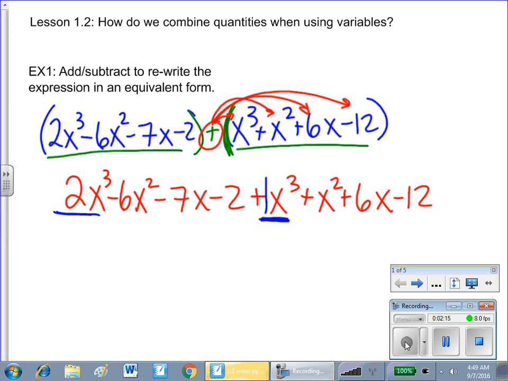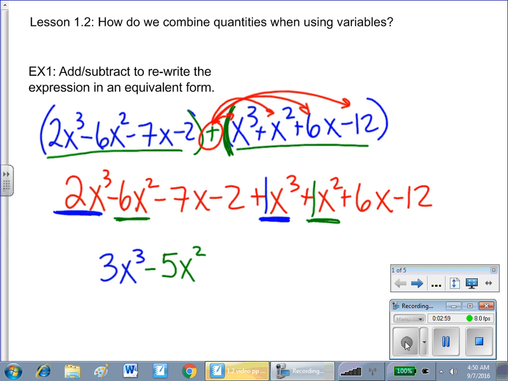So first thing I'm going to do is I'm going to add those things. So I am only going to add the coefficients. Think of it this way. Here I have 2 of these x cubes, and then I'm adding another one of those x cubes. So now I have 3 total of x cubed. Okay, I'm going to keep looking for like terms. Let's see, negative 6x squared. Negative 6x squared and x squared are like terms because, again, they both have the same variable with the same exponent. So negative 6 plus 1. So remember, I'm only really adding and subtracting the coefficients. Negative 6 plus 1 gives me negative 5, and the variable and exponent stays the same.